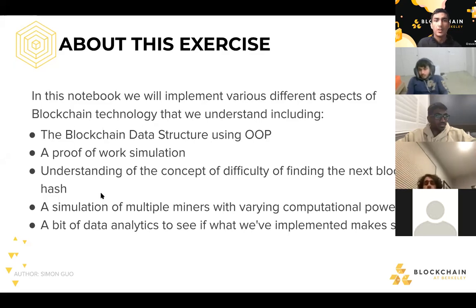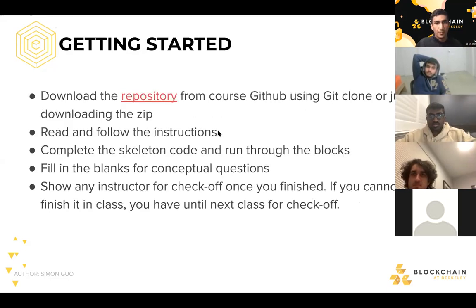So now, talking about the homework again. In the homework, you're implementing different aspects of a blockchain that we understand. So you'll be creating a blockchain type data structure using object-oriented programming. And you'll be creating your own kind of proof of work simulation. This will help you understand why it's hard to find the next block. And you'll simulate multiple miners competing to find the next block, and see how it plays out when there's different levels of computational power. We also have some data analytics code to see what we've implemented and if it makes sense.